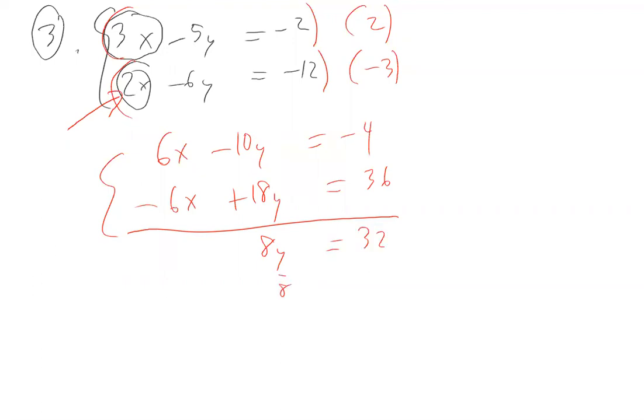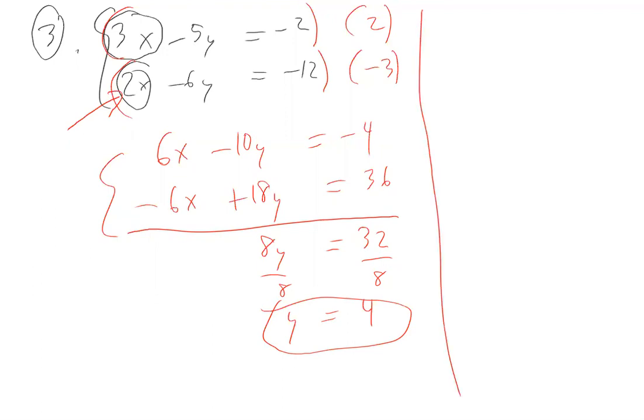Then you divide by 8, and you get y by itself. So 32 divided by 8 equals 4. Now once you know that y equals 4, then you have to go back to one of the equations. It doesn't matter which one, as long as it has a y in it and an x in it. So they all do. So let's use the second equation. The second equation is 2x minus 6y equals negative 12, right?